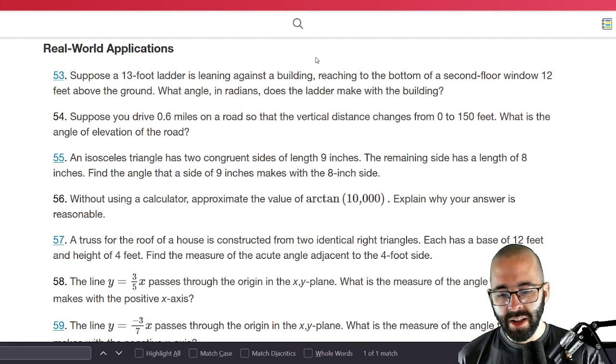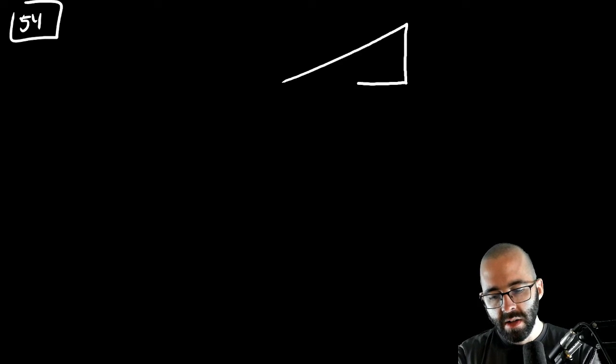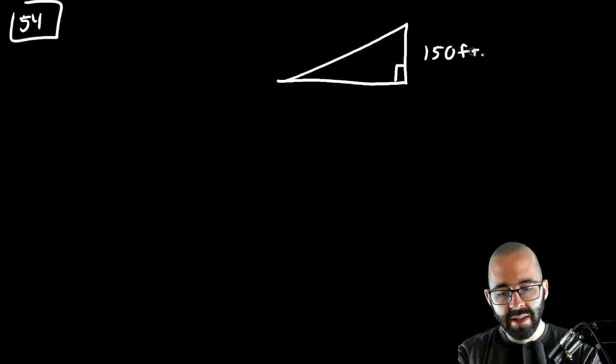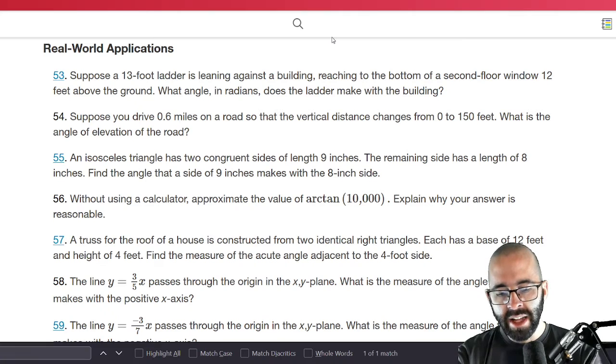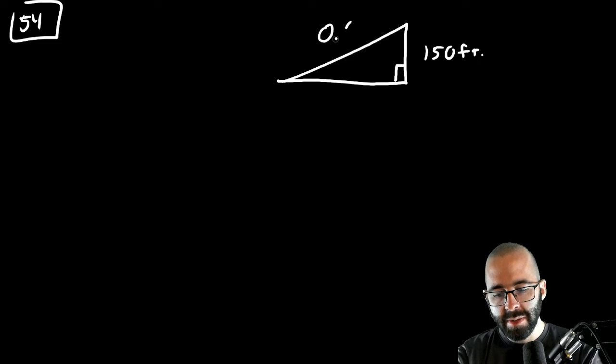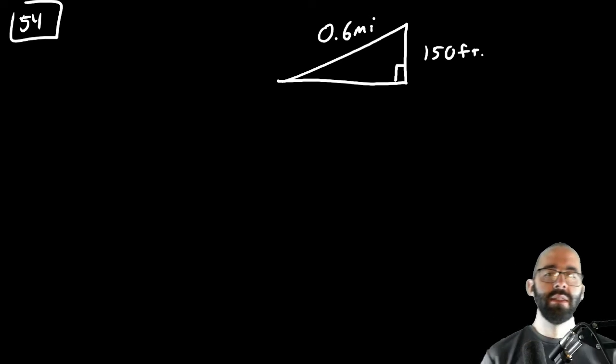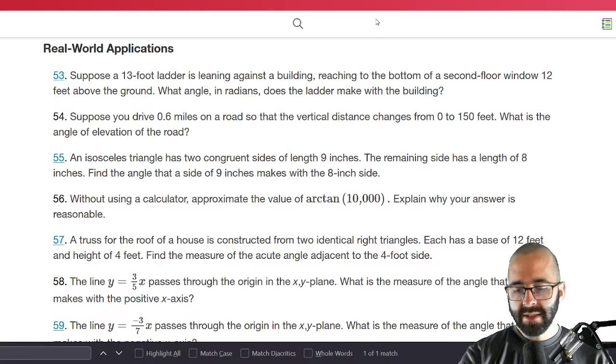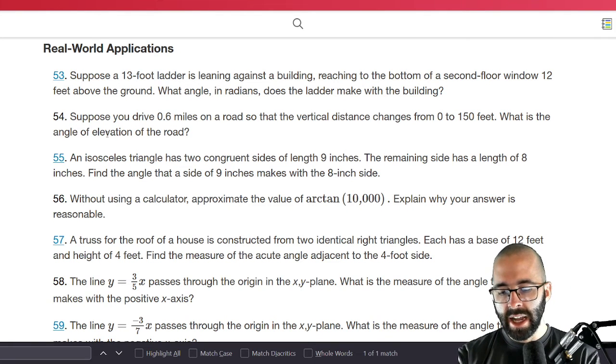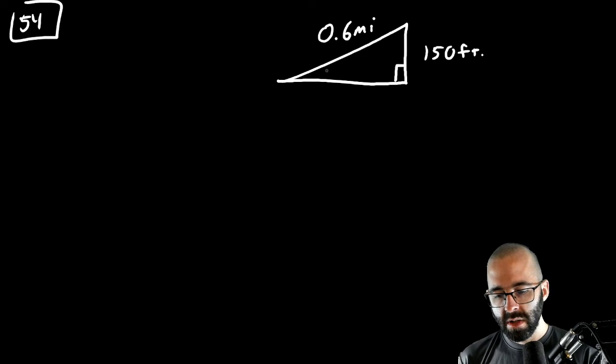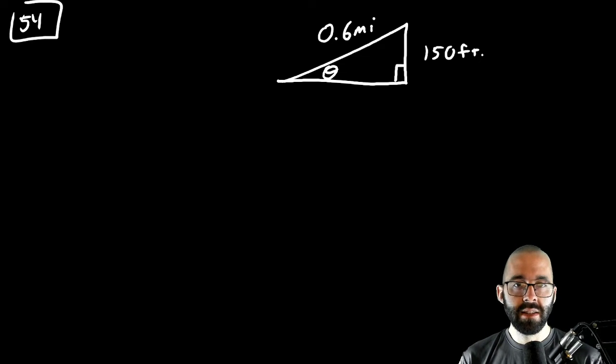0.6 miles on a road, and the vertical distance is 150 feet. So there's vertical distance. We're actually going uphill. We have a right triangle. The vertical distance is 150 feet. The actual distance on the road, that's the hypotenuse, that's 0.6 miles. And what it's asking is, what is the angle of elevation of the road? It wants us to find theta.